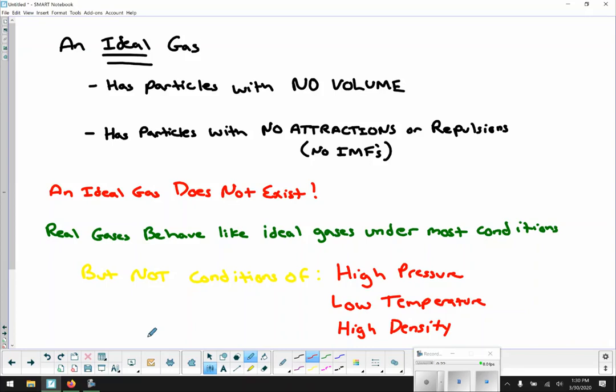And again, high density is just kind of the combination of high pressure and low temperature, or the thing caused by high pressure and low temperature. Again, you pack the gas particles together, suddenly their volume matters and their attractions and repulsions matter. It's just that under the vast majority of circumstances, both particle volume and intermolecular forces are so insignificant that we can simplify what gas will do into the ideal gas law.